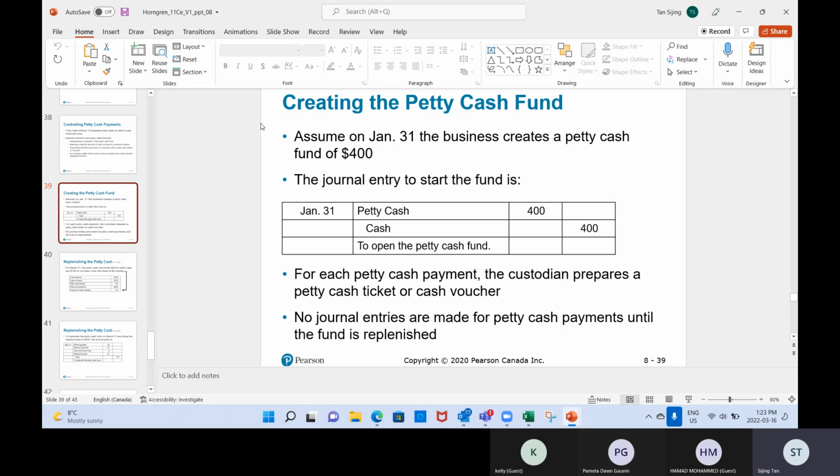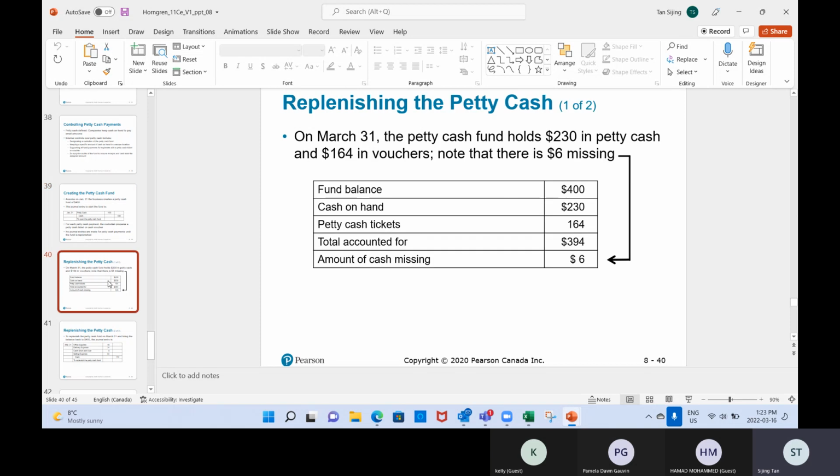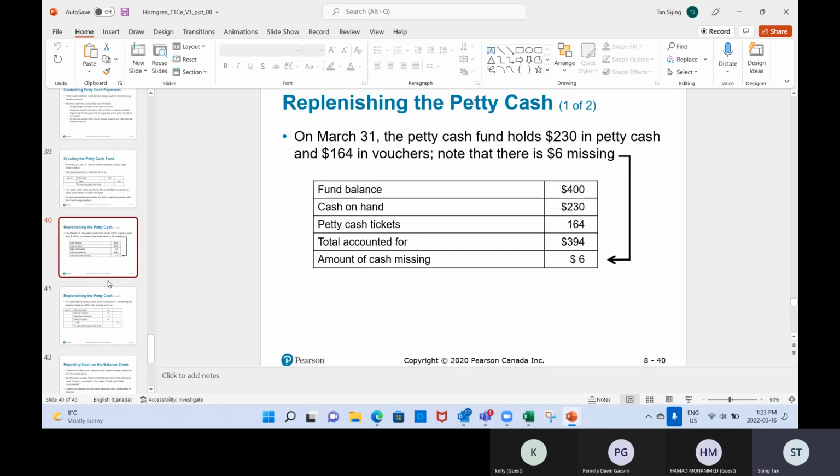Now we see that, assuming January 31st, a business creates a petty cash fund of 400. Very simple, very straightforward. At the very beginning, we debit the petty cash account and then credit cash because we put money into this account. Now during the period, January 31st to March 31st, the petty cash account has been used. By the end of March 31st, we figure out the petty cash fund still has 230 on hand. So in our account, we still have $230.